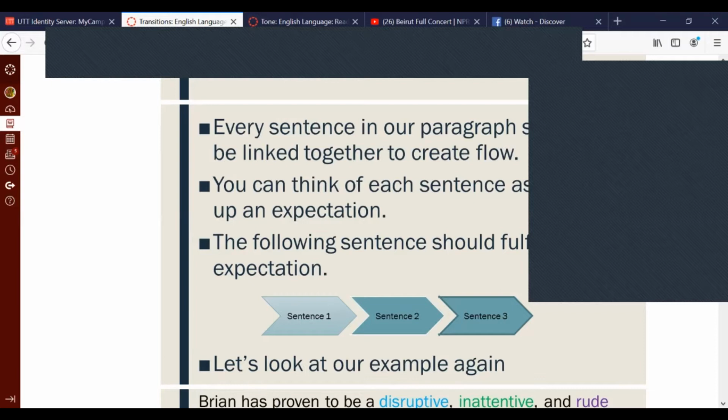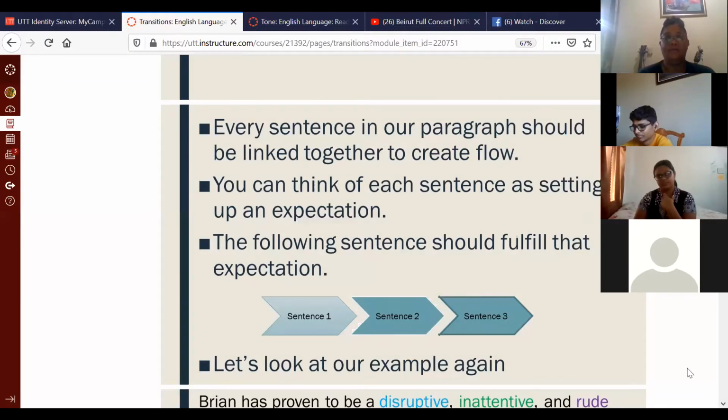I think we talked about this a little before, but again, to stress that every sentence needs to be linked to create a flow. And each sentence sets up an expectation for the next sentence. Just as we talked about asking a question after you write a sentence, to see if that sentence answered that question, each sentence generates a kind of question that you want the next sentence to address. So if I say the sky is sunny, I want the next sentence to describe to me what I mean by sunny. So each sentence sets up an expectation that the next sentence should fulfill.